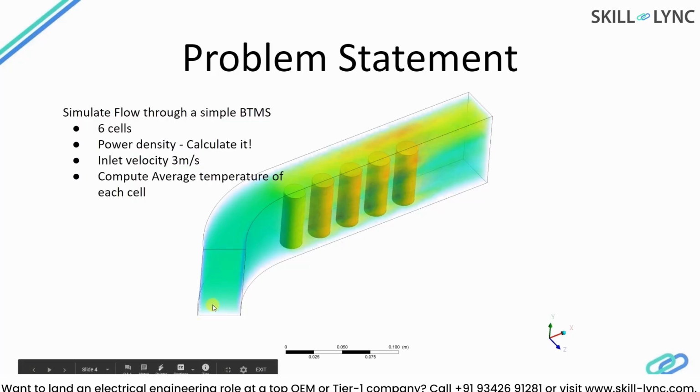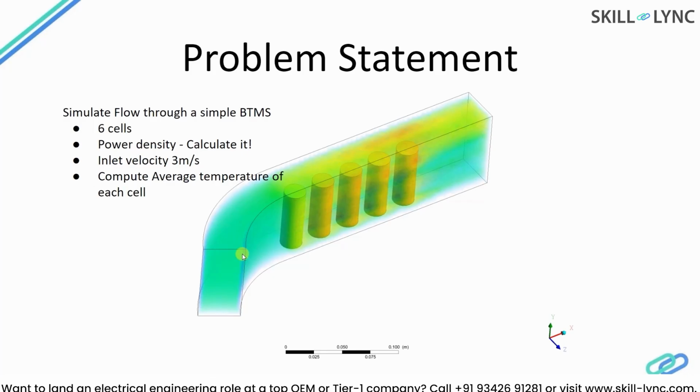So air is going to come through the inlet, and as it interacts with all these cells, it's going to remove the heat that is generated from these cells by forced convection. Our idea is to understand what the steady state temperature is going to be of these cells when the incoming air is flowing at a particular velocity.